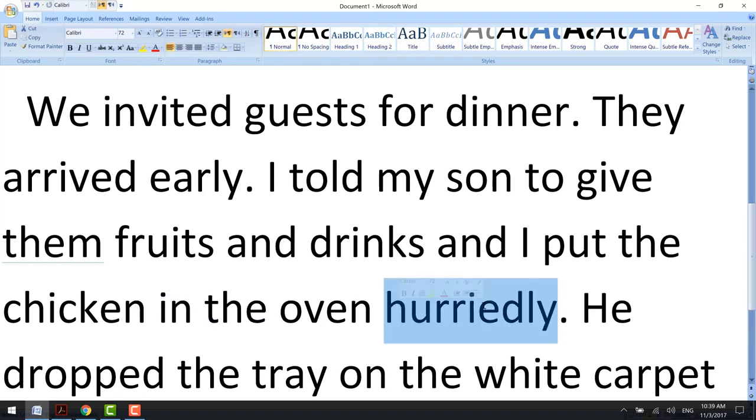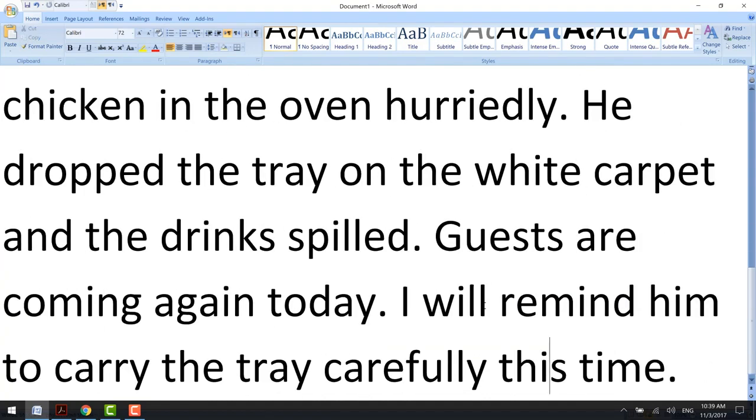Then I've left out hurriedly. You remember what I said about ly words? Jog your memory a little bit. Ly words are adverbs, and adverbs are part of ism. It describes how you put the chicken in. You put it hurriedly. So ly words would be an adverb and therefore an ism. A little bit more left.